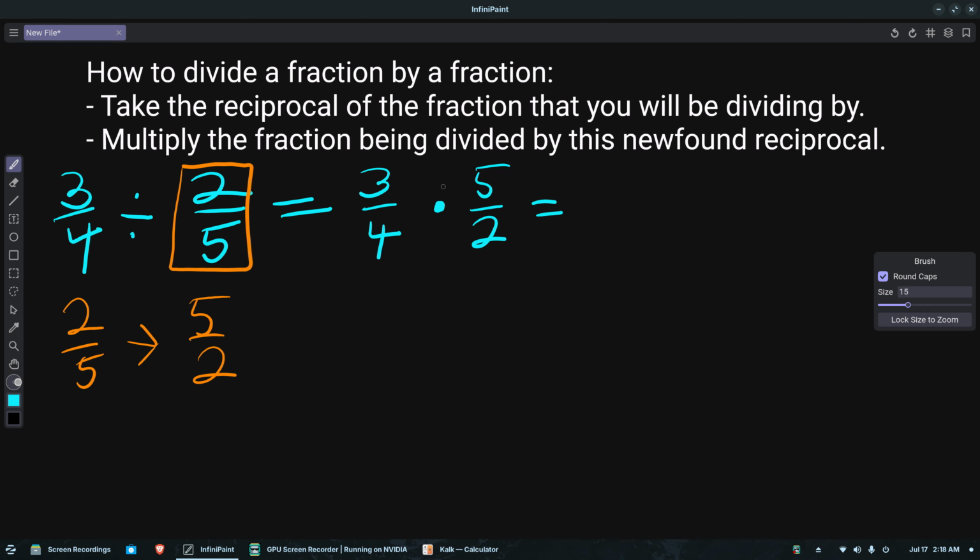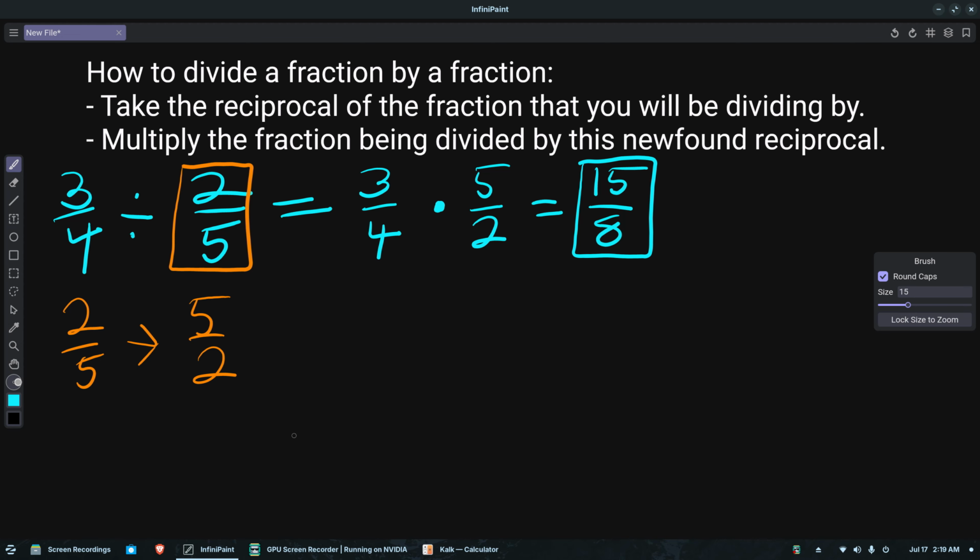So we start by multiplying what's on top. We multiply 3 and 5 together, that gives us 15. And then we multiply 4 and 2 together, and that is going to give us 8. And our final answer is 15 over 8 because this cannot be further simplified.